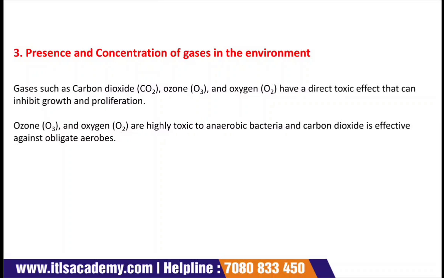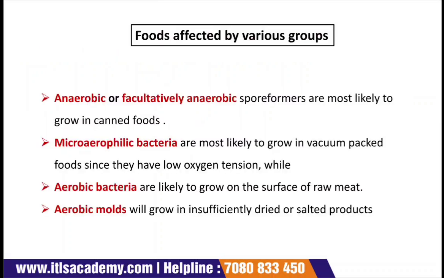Ozone and oxygen, again, are very highly toxic to anaerobic bacteria, and carbon dioxide is effective against the obligate anaerobes. Now, foods affected by various groups. There are certain groups through which foods are affected, like anaerobic, or facultatively anaerobic, microaerophilic bacteria, then aerobic bacteria, then aerobic molds.